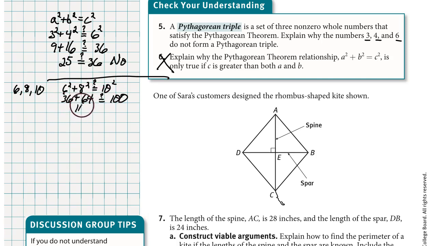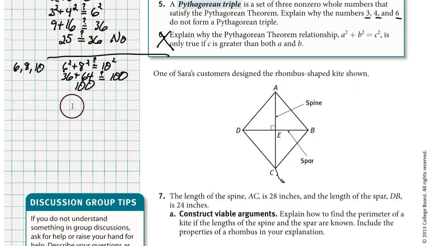36 plus 64 is 100. So we can see that these are equal to each other. The numbers 6, 8, and 10 satisfy the Pythagorean theorem. They would be called a Pythagorean triple. They are numbers that could form the sides of a right triangle. Let's skip to this next question.